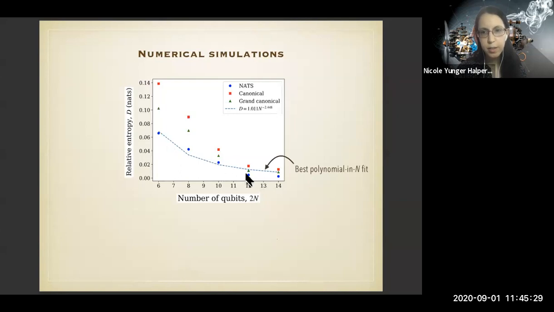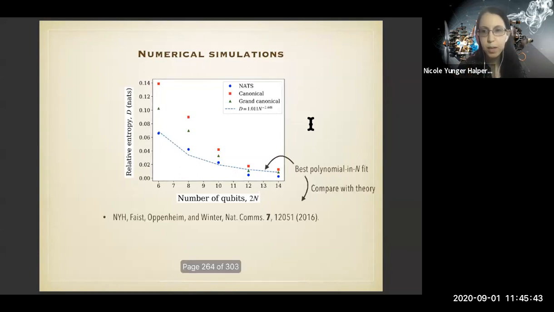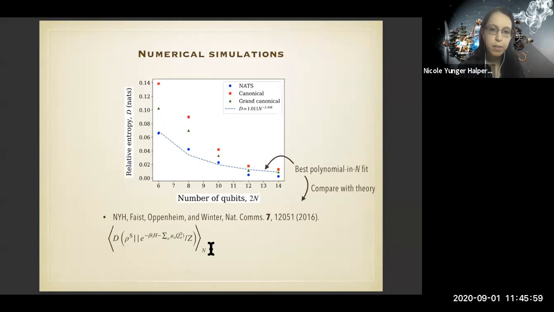This dashed line shows the best fit to the blue circles. That's polynomial in big N, which is the number of copies in the global system of the small system of interest. We can compare this with an abstract theory prediction. In this paper, we took the relative entropy of the state of the small system of interest to the non-abelian thermal states. We averaged that relative entropy over all copies of the small system in the global system. We upper bounded that average distance, showing that the average distance is fairly small.